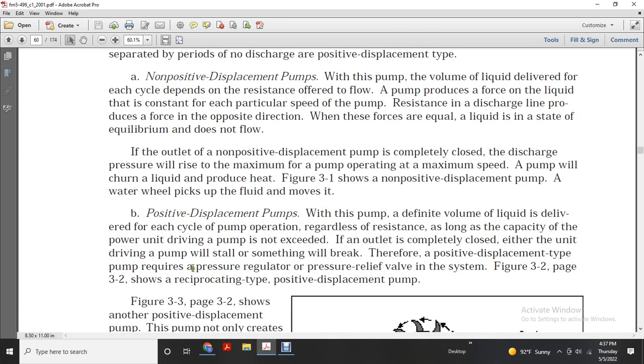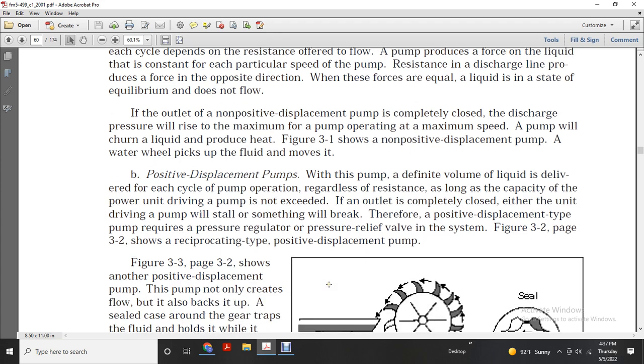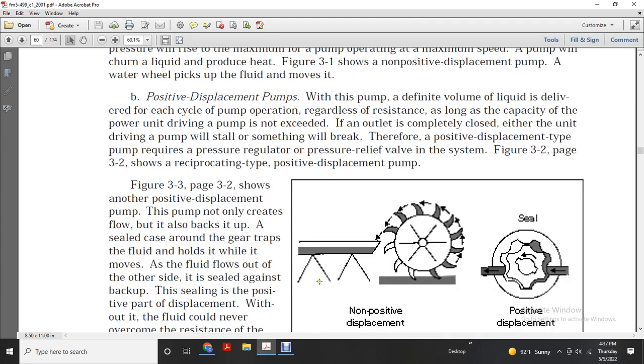Figure 3.2, page 3.2, shows a reciprocating positive displacement pump. Figure 3.3, page 3.2, shows another positive displacement pump.